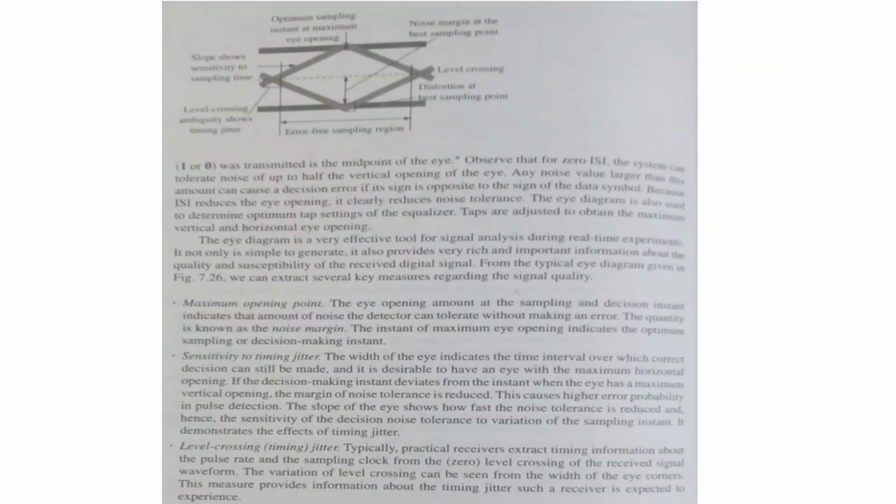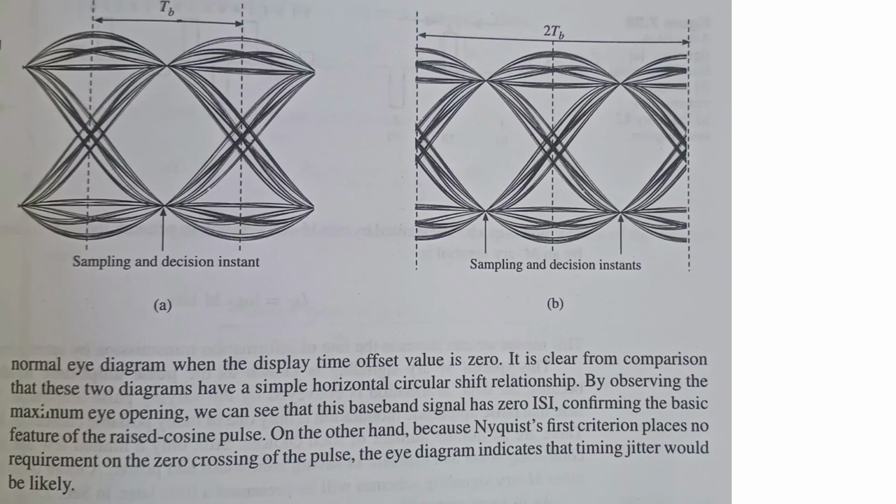So here are some more details. The maximum opening height, the eye opening amount at the sampling and decision instant, indicates the amount of noise the detector can tolerate without making an error. The quantity is known as the noise margin, right? So the instant of the maximum eye opening indicates the optimum sampling or decision making instant. So you can go through that for more details. Here is the summary only. So the sampling and decision instant is here.